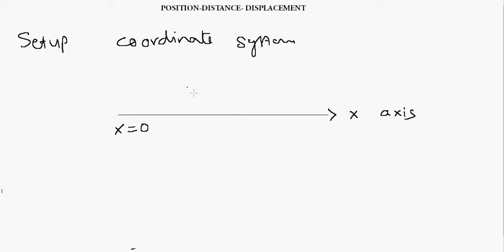Now, if the initial position of the particle is denoted by xi and the final position of the particle, which is traveling in this direction on the positive x-axis, is denoted by xf, we can clearly see that xf, the final position, is greater than the initial position xi, because we chose the positive x-axis as the direction of motion of this particle.